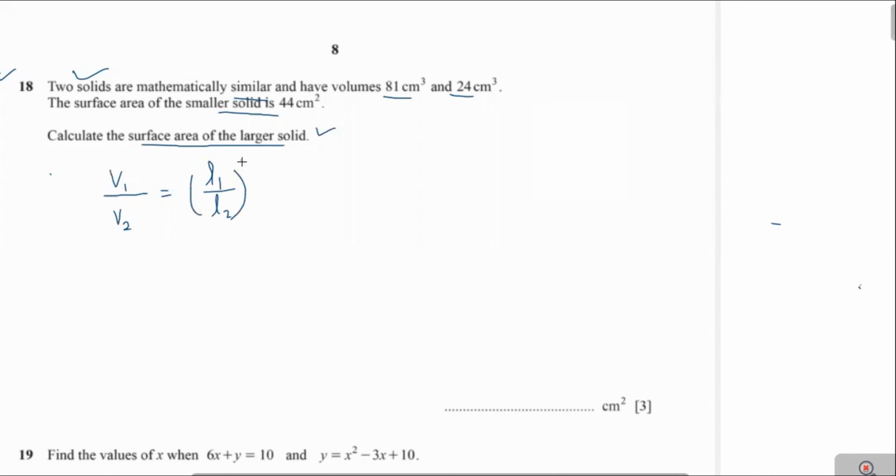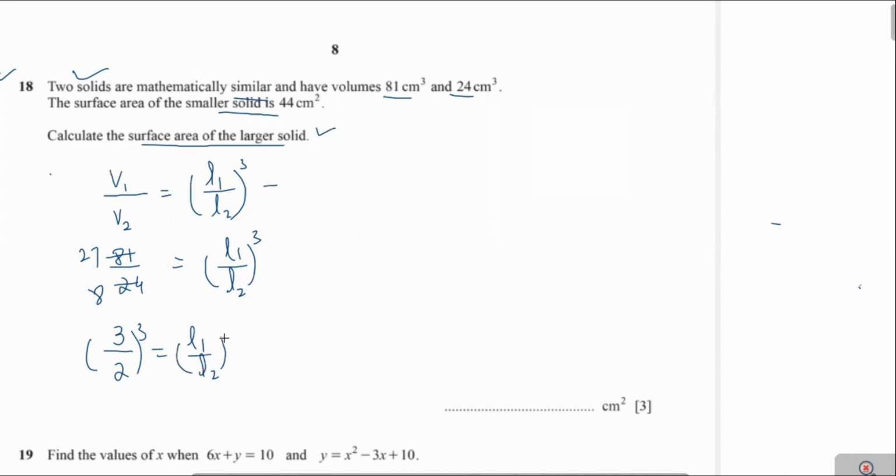Now we can write it as 81 over 24 equal to L1 over L2 whole cube. Now we divide by 3, we get 27 over 8. And that can be written as 3 over 2 to the power 3. And therefore L1 over L2 to the power 3, the power 3 will be cancelled. Therefore, L1 over L2 will be equal to 1.5.